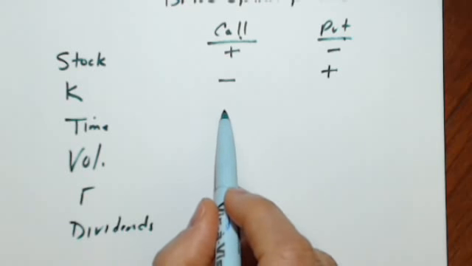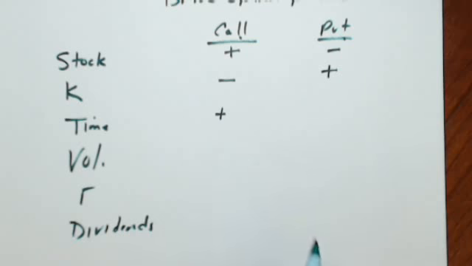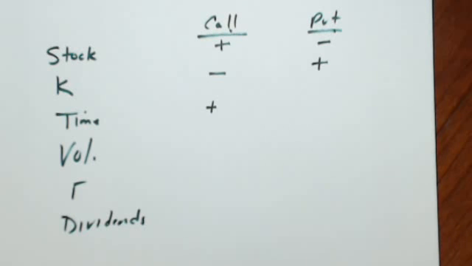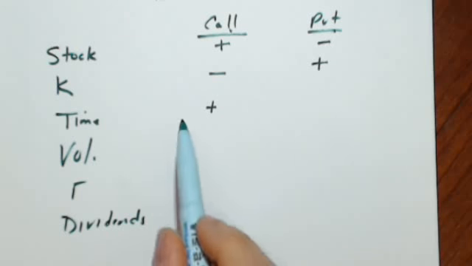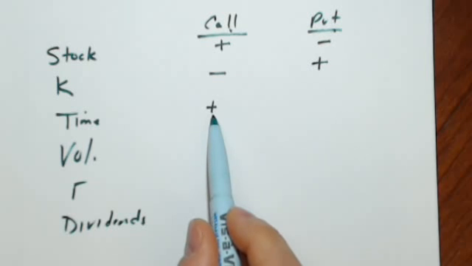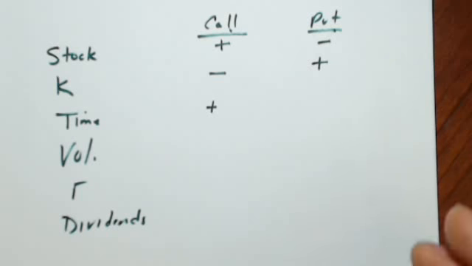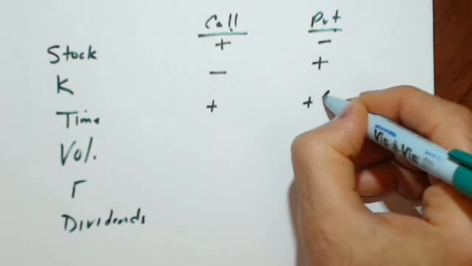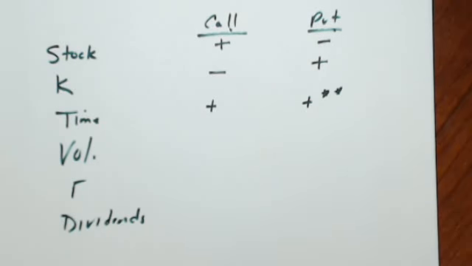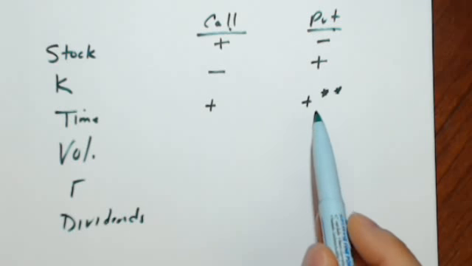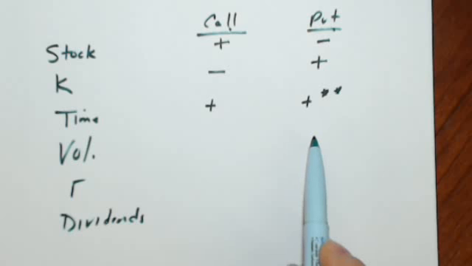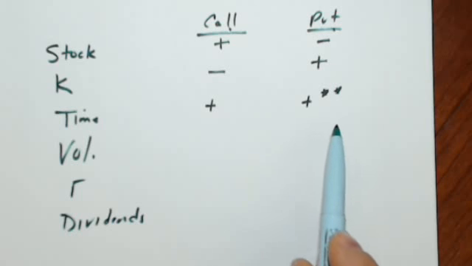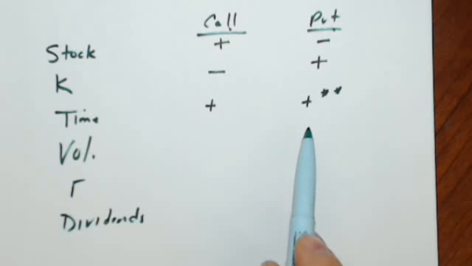Now, time to expiration. With call options, the longer the call, the more valuable the call. Remember what a call does. A call gives you the right to defer the purchase, because you can defer exercising over the life of the option. So there is time value associated with a call option. Okay. Now, with a put, I'm going to put a plus here, but I'm going to put an asterisk, in that it's usually positive, meaning that the longer the put, the more valuable the option, but it's not always the case.